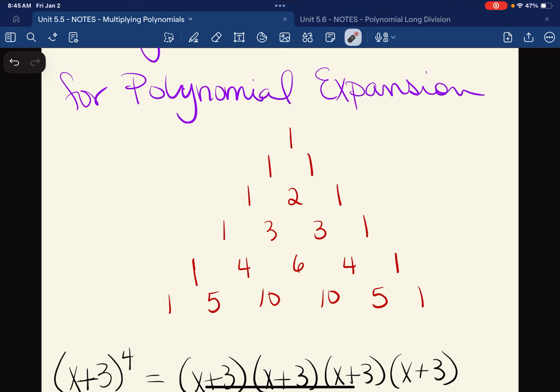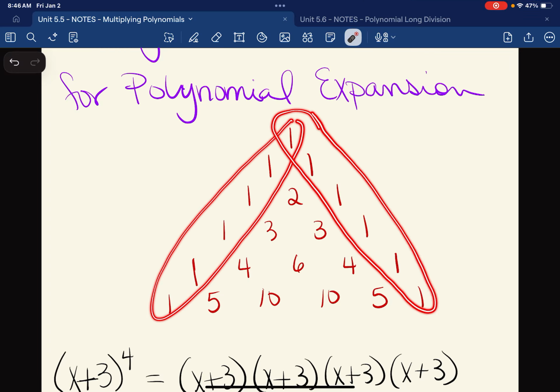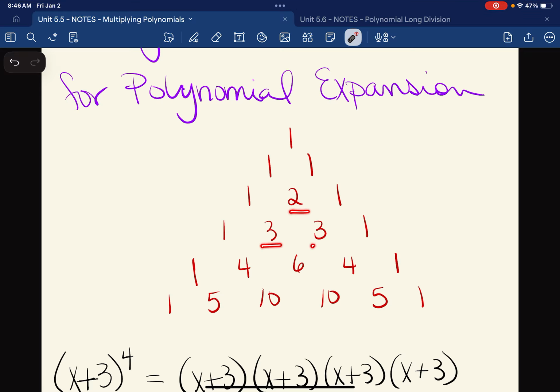All right, next row. Start with a 1. To get your next position, 1 plus 3 gives us 4. To get the next position, 3 plus 3 gives us 6. To get this next position, 3 plus 1 gives us 4, and then we finish with a 1. And you can keep going over and over again. Just recognize that we always start and finish with 1s, and then you can fill in all of these blanks in the middle just by looking up, left, up, right, and adding those values together.